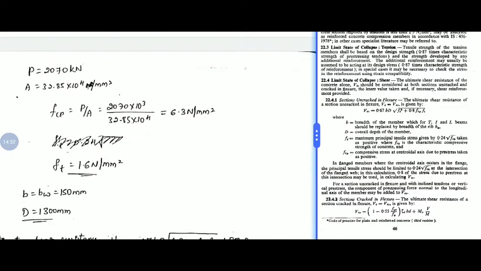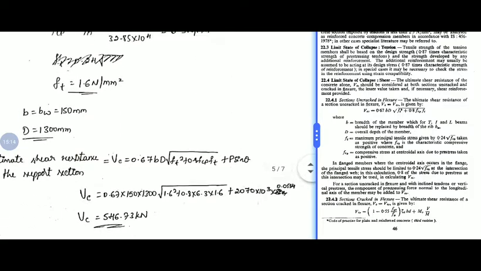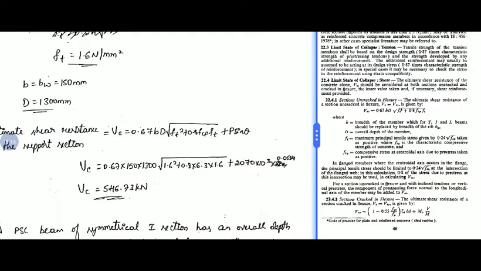Area is also given. P by A we will get the FCP value, and FT again, same page, 0.24 root FCK. B equals BW, and D is 1300. So here, since we are using a parabolic cable, you need to add the vertical component of the pre-stressing force. That is the only additional thing we need to observe here.